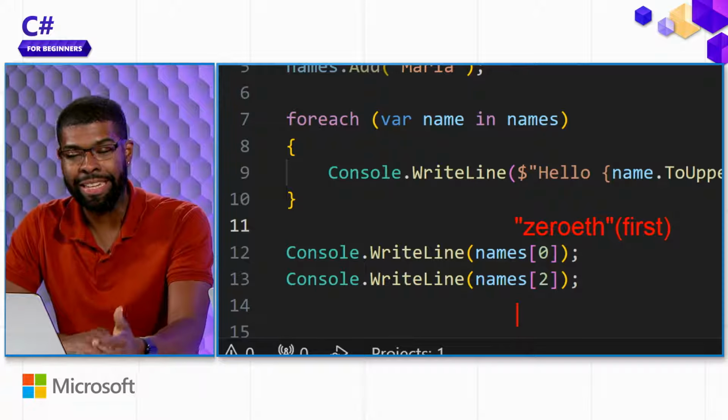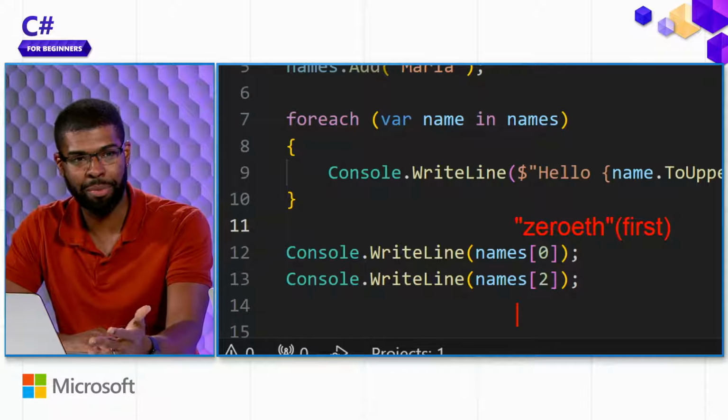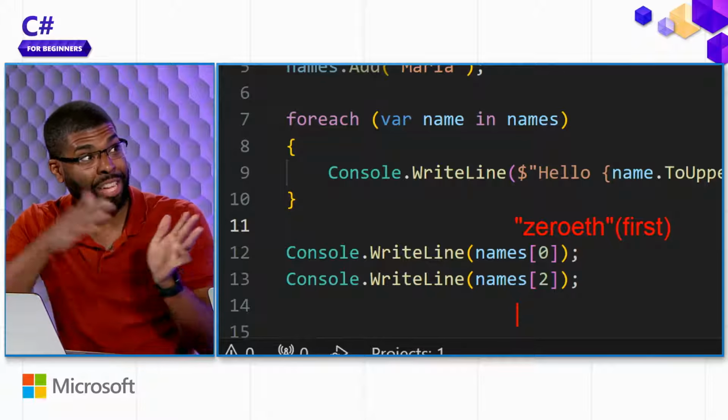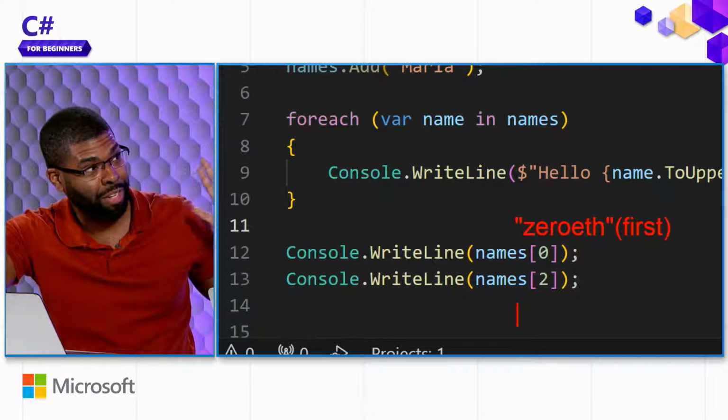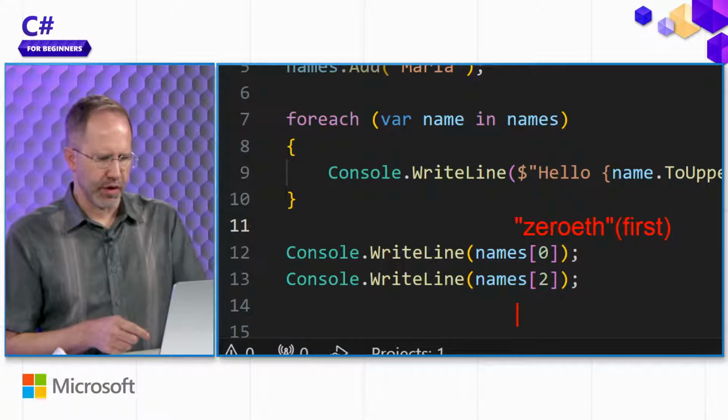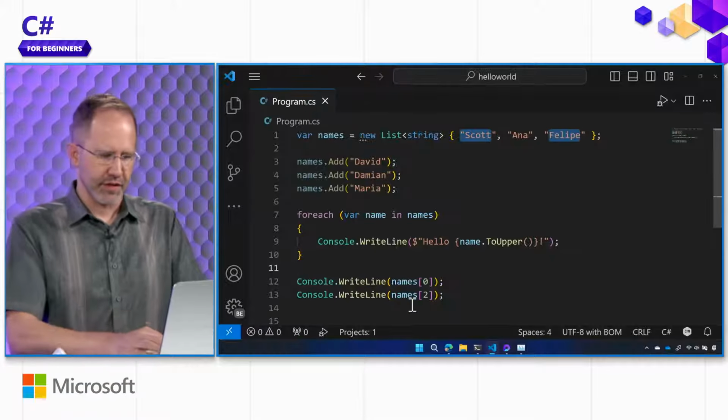Whenever you're going to index into one of these collections in C#, you want to use 0 to get the first element, and the last one is the length of the array, or length of the list, minus 1. That's a great point. And why? Because reasons.